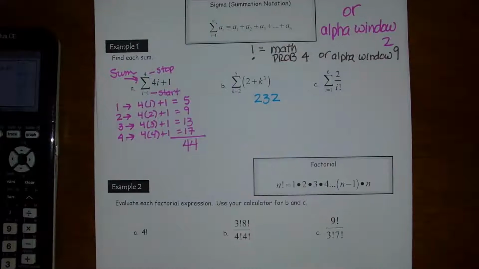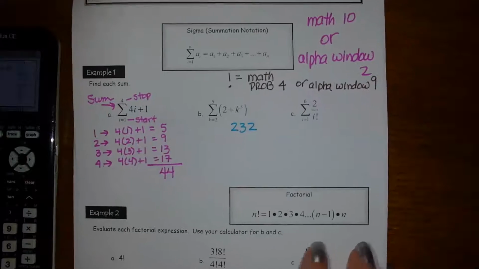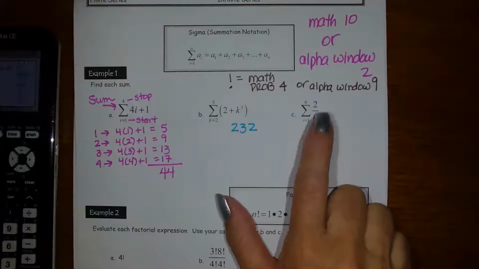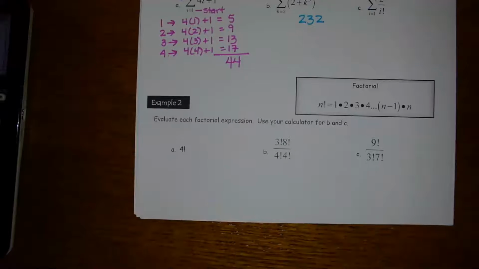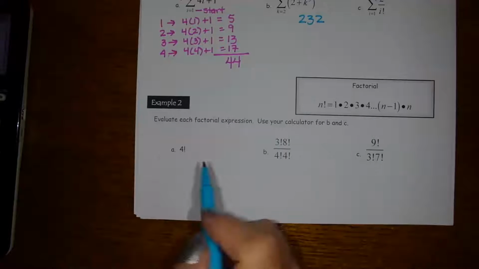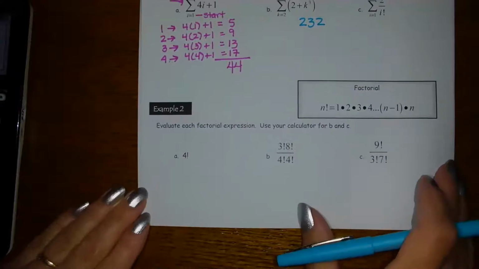Anyone have a problem getting 232 going in your calculator? Use your alpha window 2. Okay, now this guy has something different, and let me explain what that is. We're going to go down here. The notes are a little goofy, I think. Let's do these, then we'll come back and do this one so you understand what that is, okay?